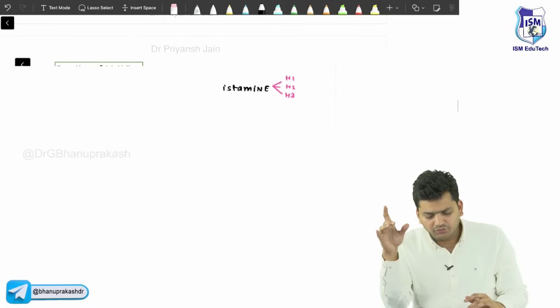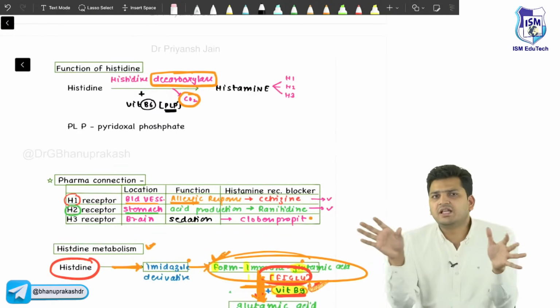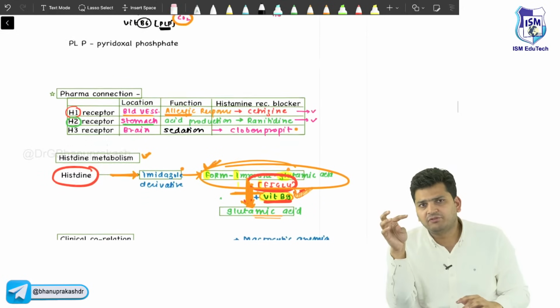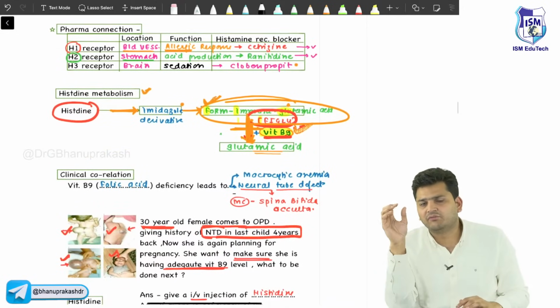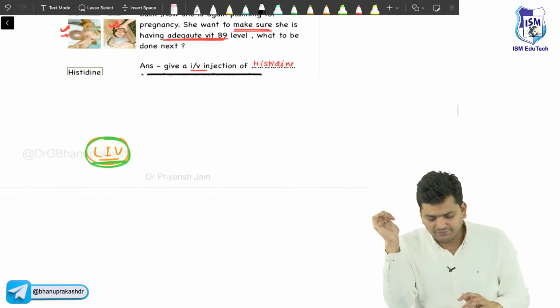Then we have discussed about histidine. Histidine converts into histamine. This reaction is decarboxylation. And one test that we do to check for vitamin B9 deficiency was the histidine loading test. Histidine loading test is done to detect vitamin B9 deficiency.